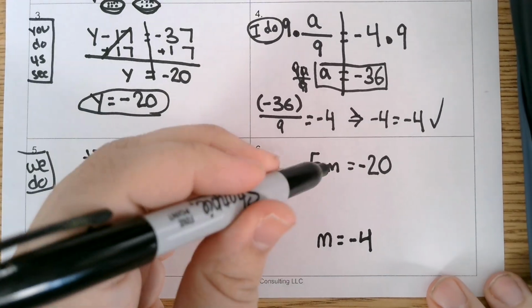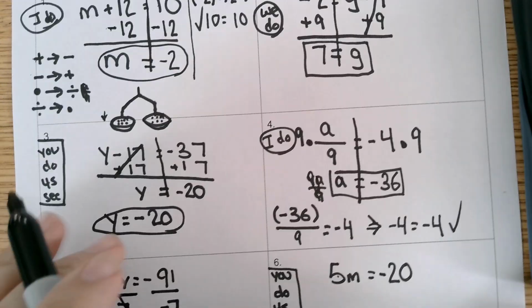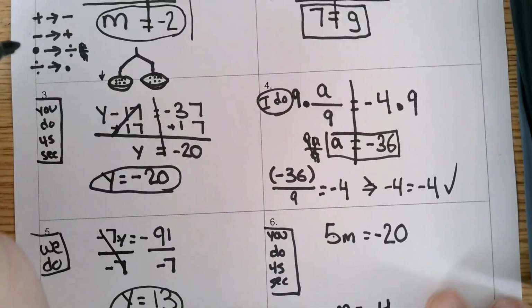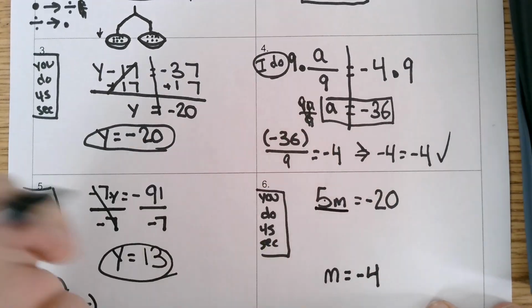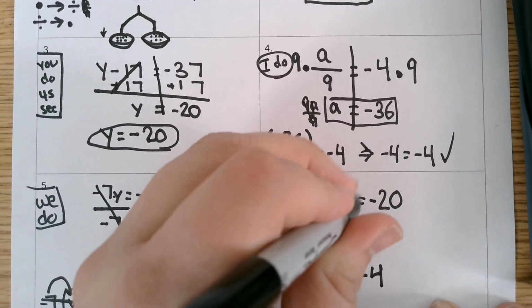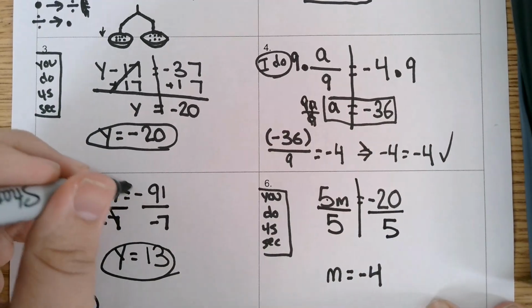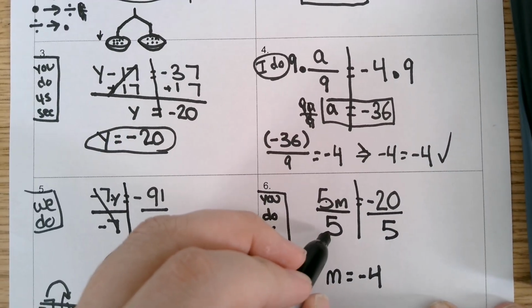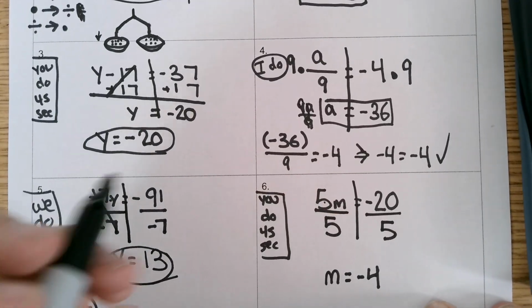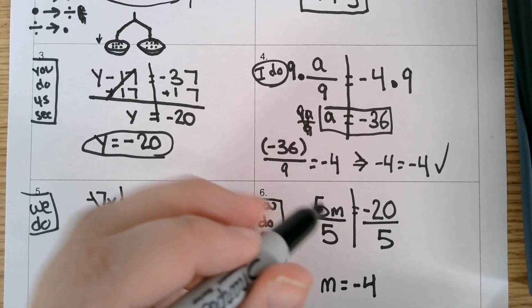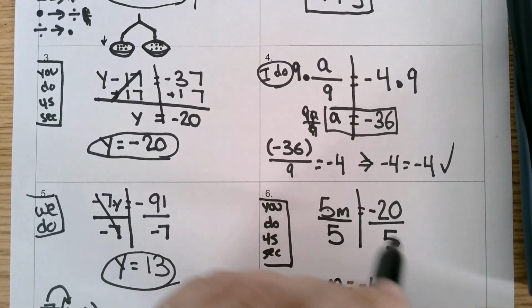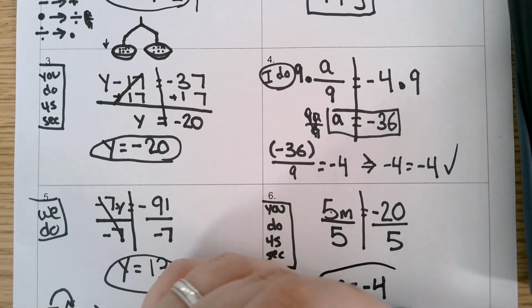Why? Because this 5 is being multiplied to m, so by our inverse operation, we divide both sides of the fence by 5. Because remember, what you do to one side of the fence, you have to do the other side of the fence. So we have to divide by 5. -20 divided by 5 is -4.